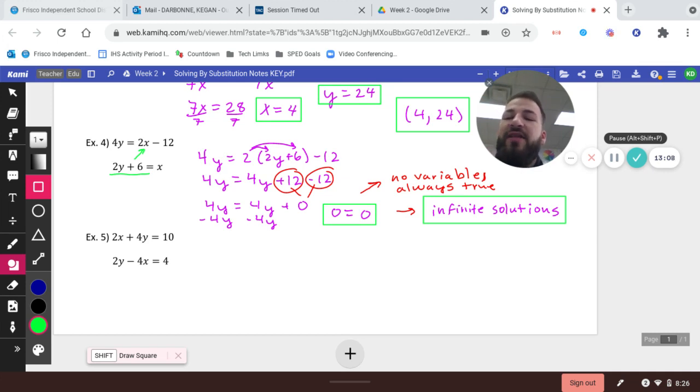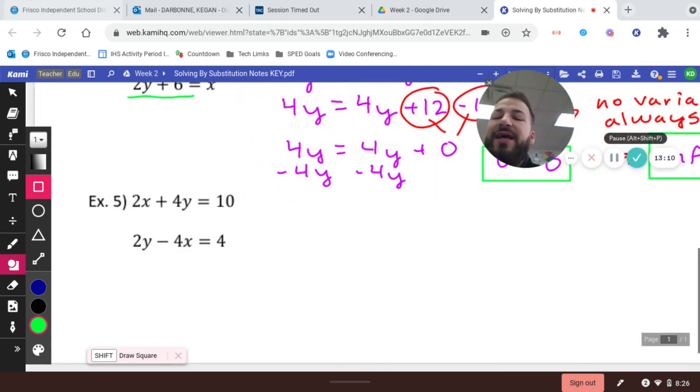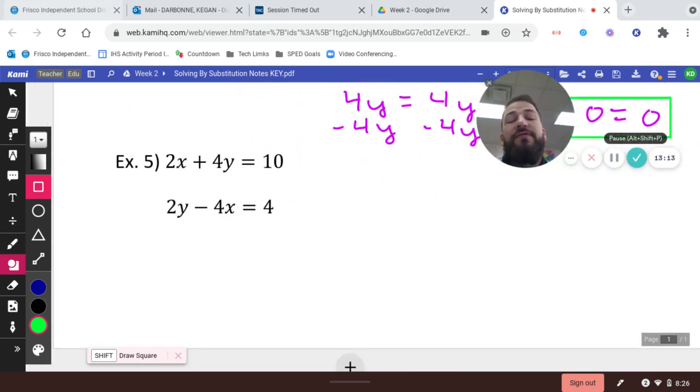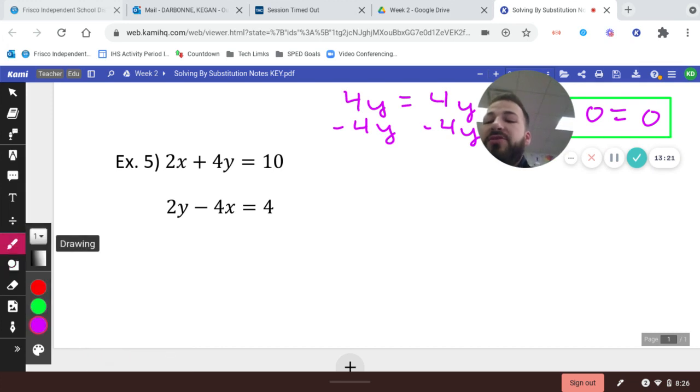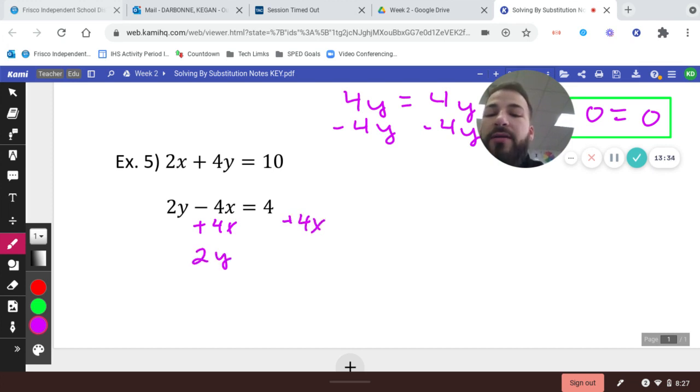Okay, so let's do number 5 together. Number 5, we get 2x plus 4y is equal to 10, and 2y minus 4x is equal to 4. It doesn't matter which one, but we have to solve one of these equations for y. So let's just do the bottom one because it's a little easier to write. Let's solve it for y because y is already positive, so I don't have to worry about dividing by a negative. So plus 4x, plus 4x. We get 2y is equal to 4 plus 4x. Divide everything by 2, and we get y is equal to 2 plus 2x.